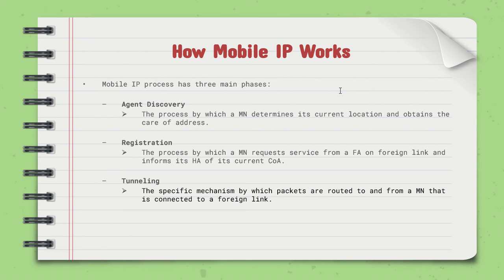Second, registration. Registration is the process by which a mobile node requests service from a foreign agent on foreign link and informs its home agent of its current care of address. Lastly, tunneling. It is the specific mechanism by which packets are routed to and from a mobile node that is connected to a foreign link.